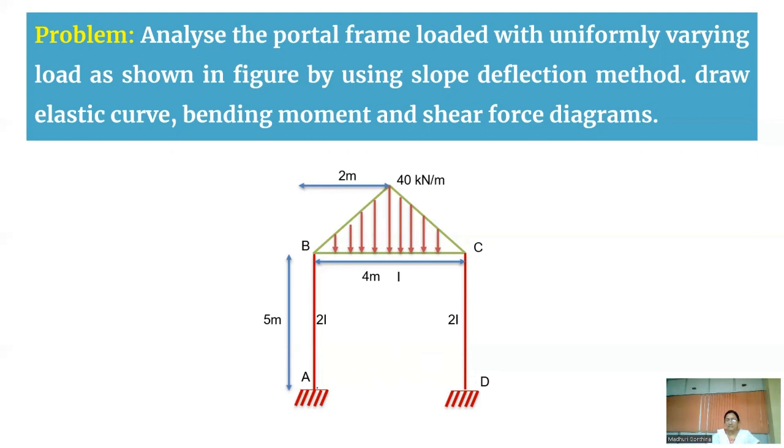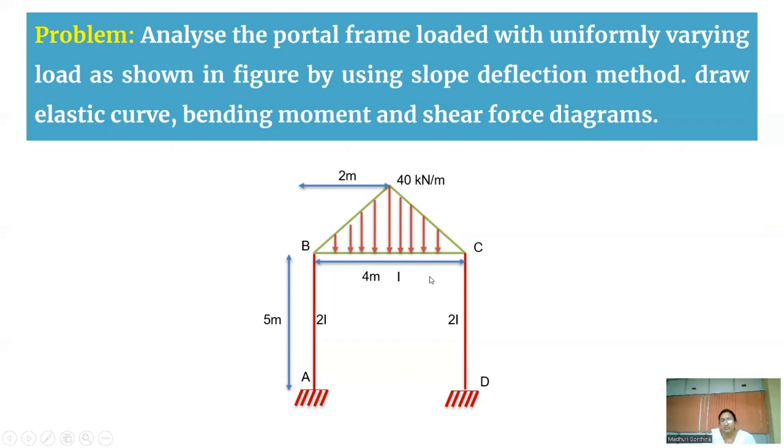But when there is a different support condition, then there will be a chance of having a sway condition. For BC, a symmetric loading has been given. The UVL, that is the uniformly varying load, is distributed equally in the BC span about the center. Therefore, there is no sway condition for this entire portal frame. So the sway here is 0. This is how you start analyzing your problem first.